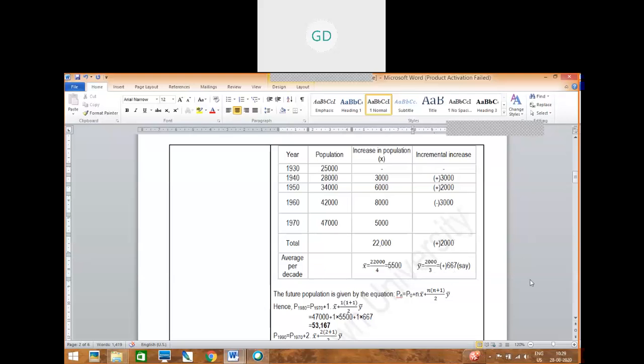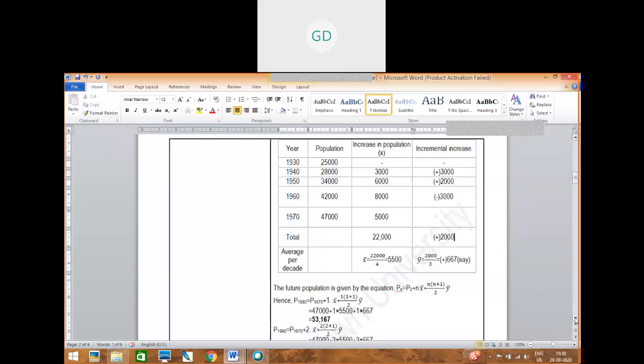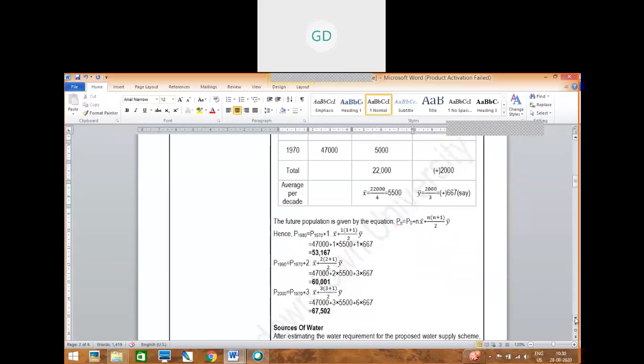Okay. So now after getting x bar, y bar, finally we can find out the population for P1980. This is your P1980, this is your formula. So P naught everyone knows, it is the last population, that in this question is 47,000. And you know it will be one decade for 1980.